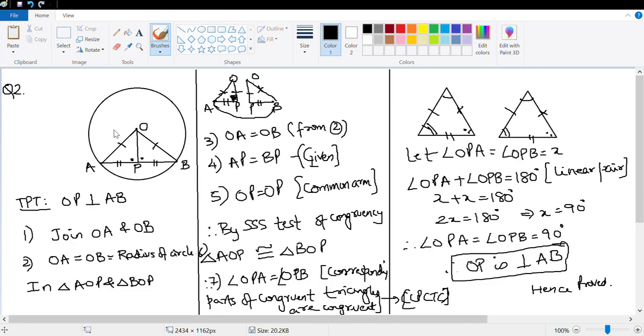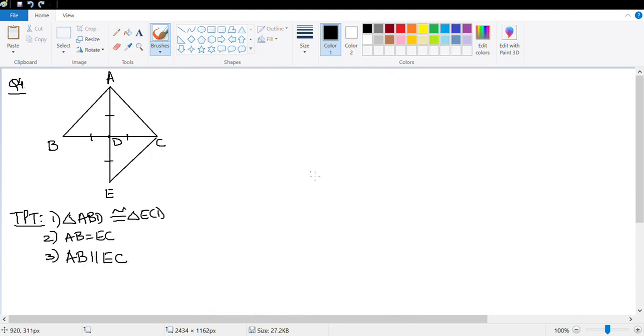The next question that we do is question number 4. Let's look at question number 4. Question number 4 says, in a triangle ABC, D is the midpoint of BC. So D is the midpoint of BC, which means BD and DC are equal. Next, AD is produced up to E.